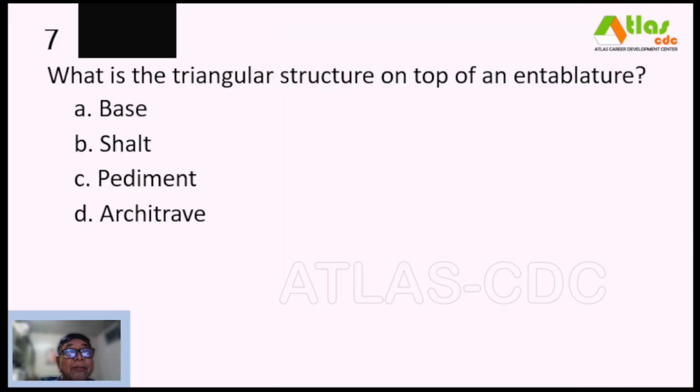Number 7, what is the triangular structure on top of an entablature? A. Base. B. Shaft. C. Pediment. And D. Architrave.